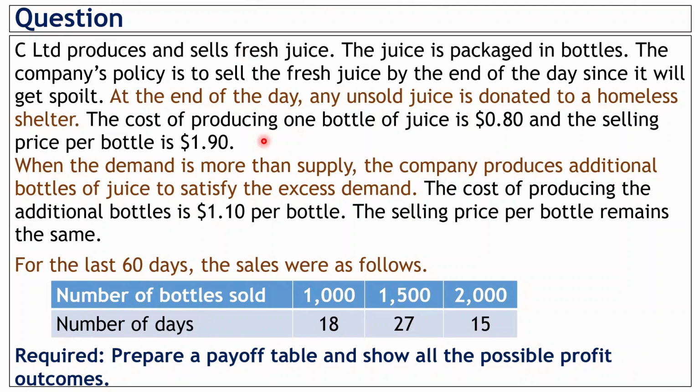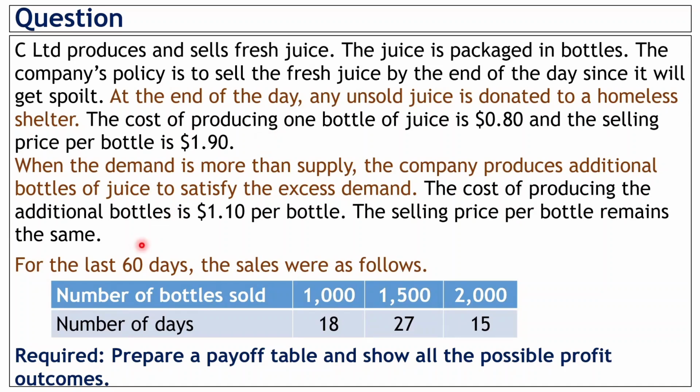The question is, C Limited produces and sells fresh juice. The juice is packaged in bottles. The company's policy is to sell the fresh juice by the end of the day since it will get spoiled. At the end of the day, any unsold juice is donated to a homeless shelter. The cost of producing one bottle of juice is $0.8 and the selling price per bottle is $1.9.